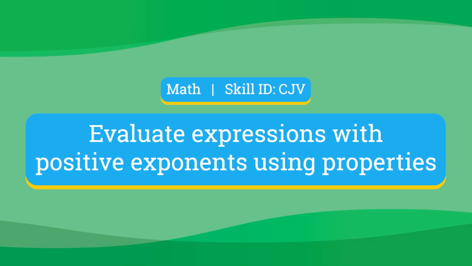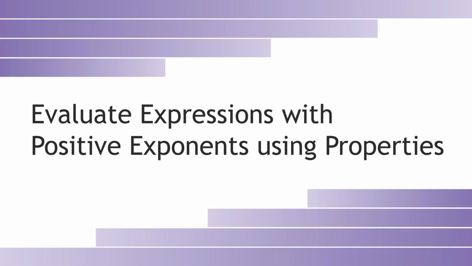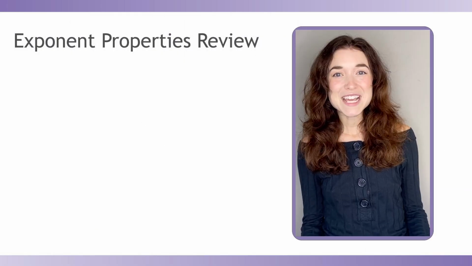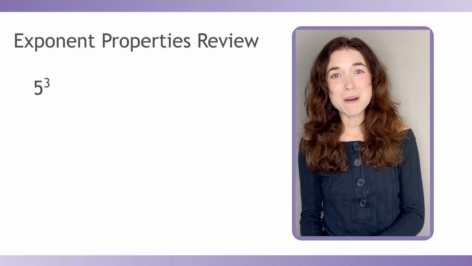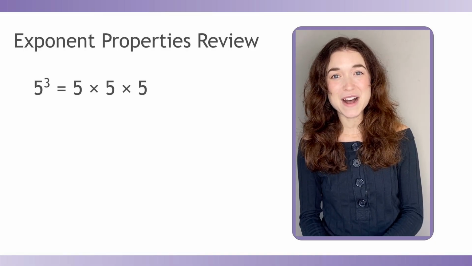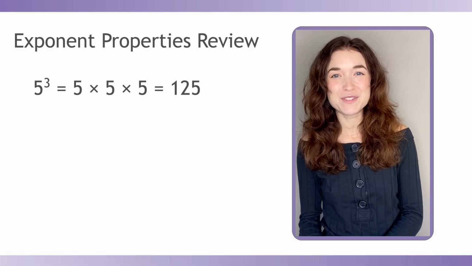Today, let's evaluate expressions with positive exponents using properties. Before we take off, let's review some basic exponent rules. 5 to the third power means we will multiply 3 5s together, and 5 times 5 times 5 is 125.